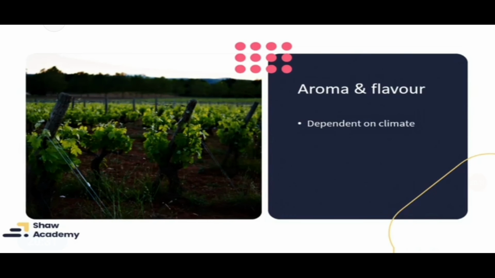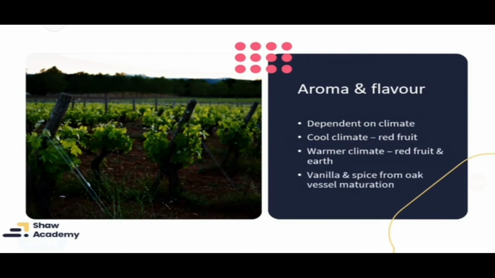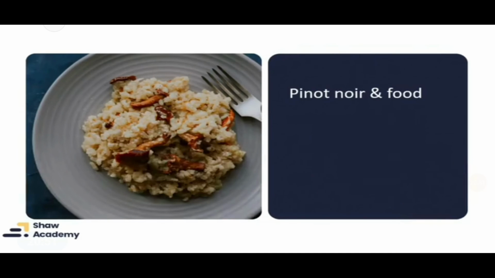The flavor and aroma profile of Pinot Noir is very dependent on the climate. Pinot Noir that is made in a cooler climate will make wines that show more red fruit, whereas Pinot Noir that is grown in warmer climates also shows signs of red fruit, but will have some earthy notes to it as well. When Pinot Noir has been aged in oak barrels, we can get some hints of vanilla and spice.